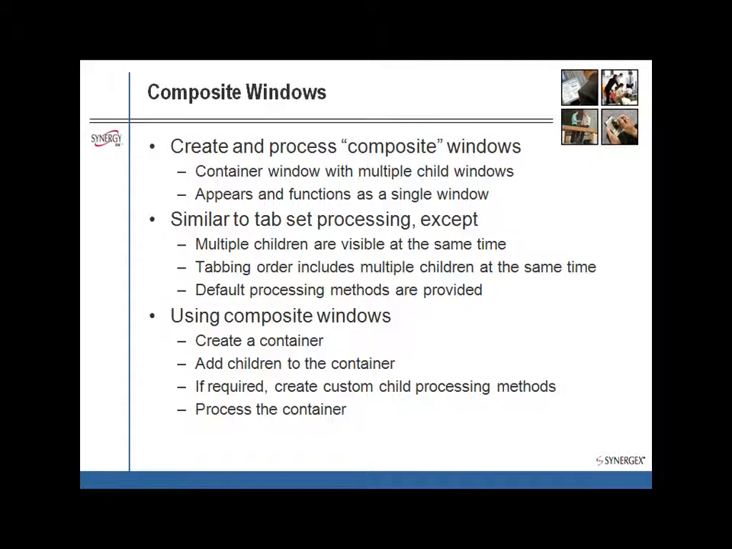Tabbing off the end of one child causes focus to naturally move to the beginning of the next child in sequence. One difference is that with composite windows, UI Toolkit provides default processing methods for each supported type of child window, so there may be less code to write when compared to tab set processing. The process for using a composite window is to create the composite container, add the children to it, if necessary, write a processing method for each of the children, and then process the container.